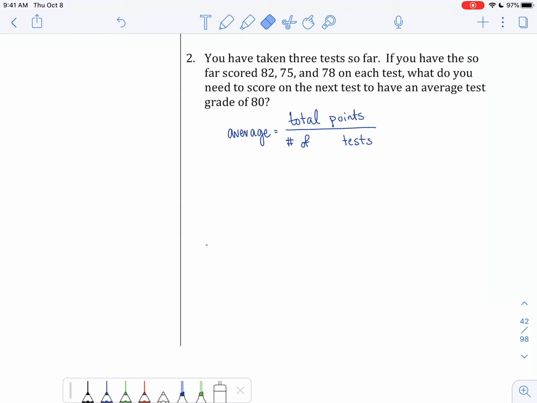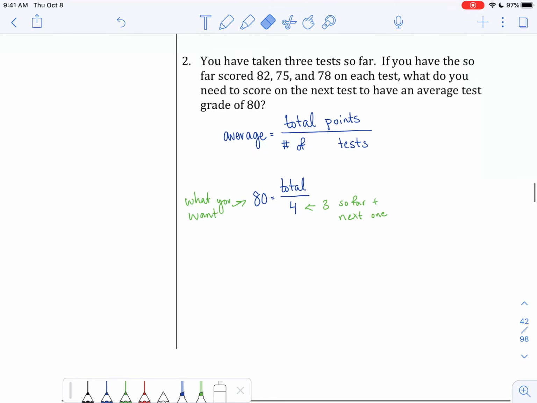Now, in this case, we want an average of 80, and we have a total number of points that we'll figure out in a second. And then here's the sneaky part: we are then dividing it by 4. You've had 3 tests so far plus the next one. So this is the total number of tests you are going to take in this problem. So then we want to get the unknown by itself.